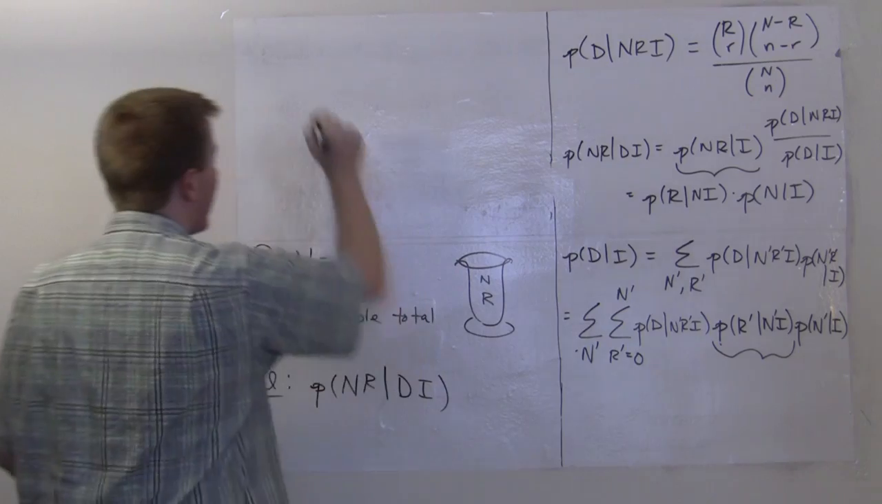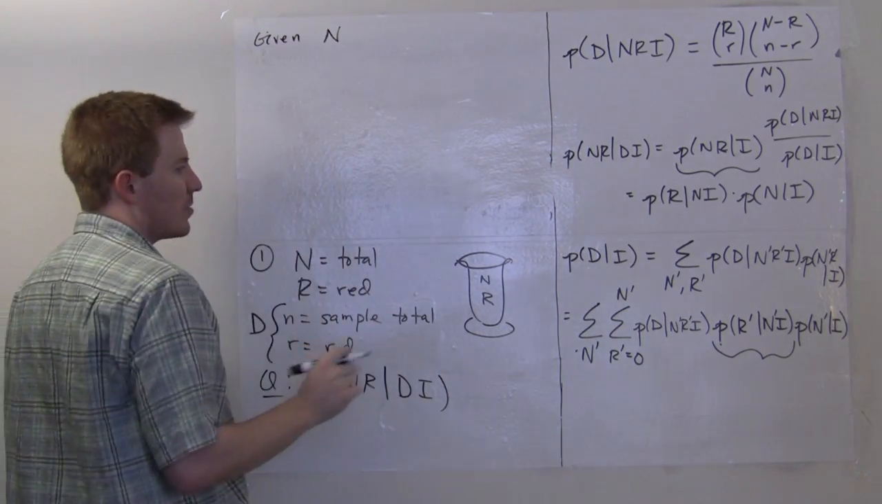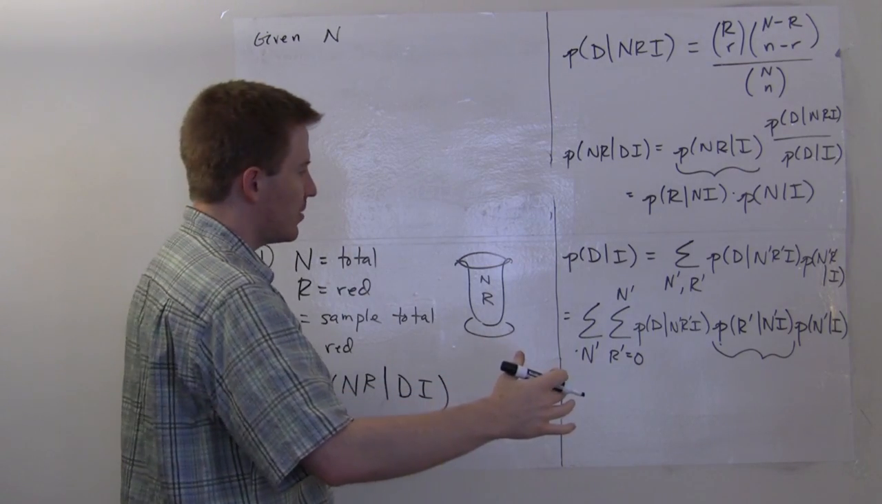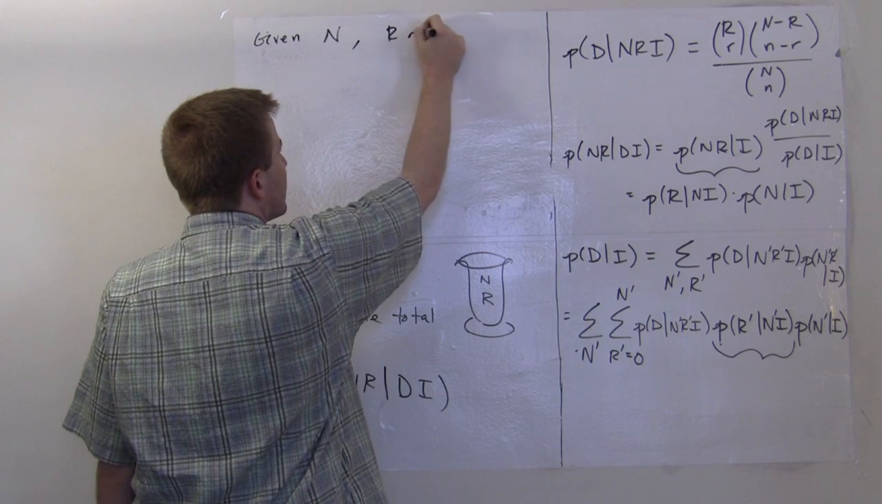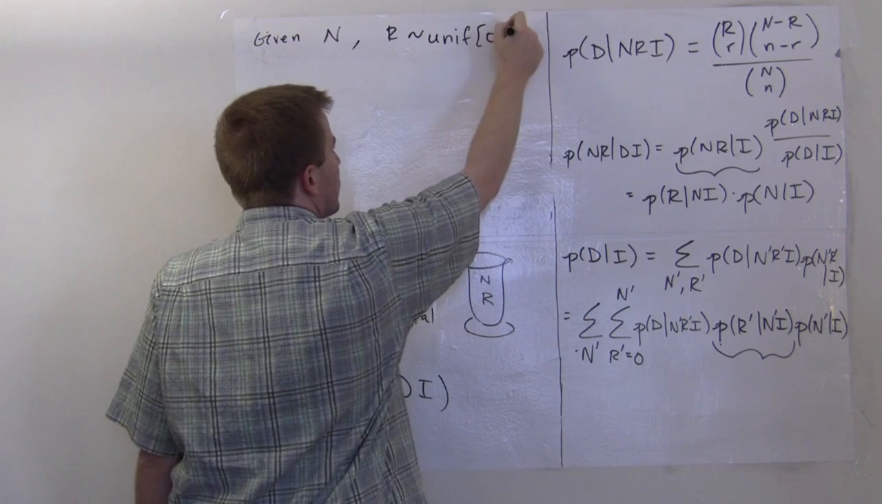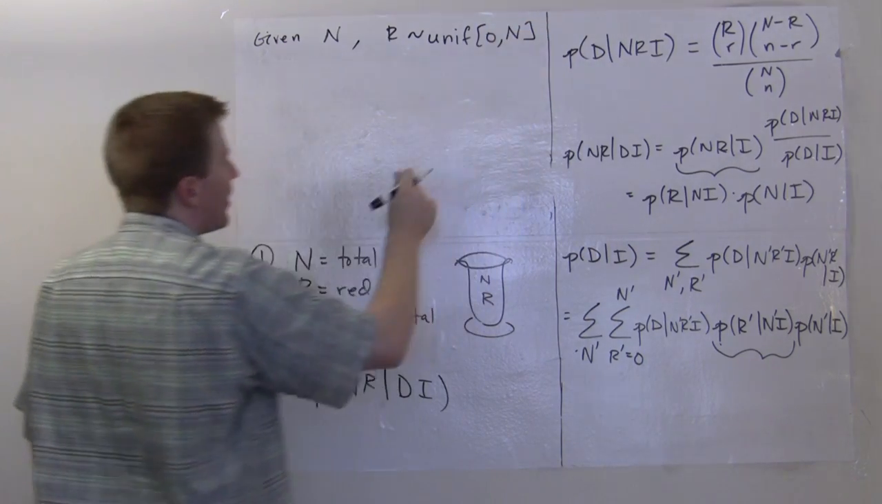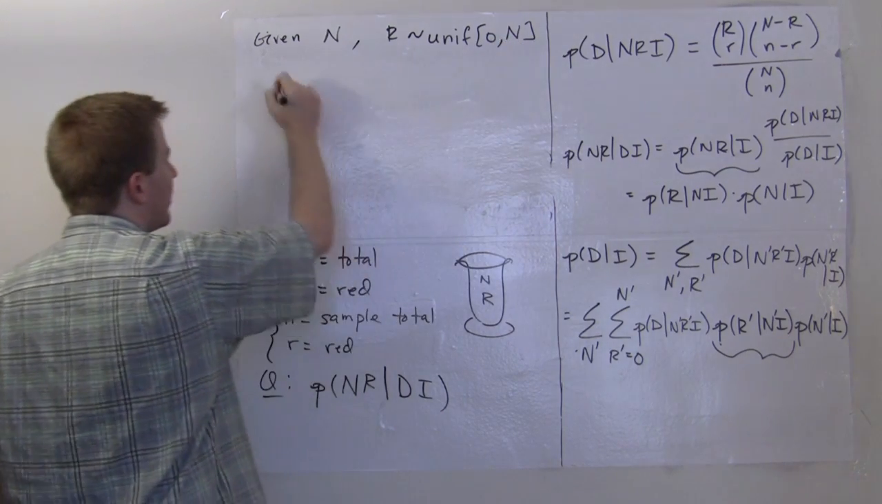Okay, so let's say we have a given value of n. All of our background information is going to be conditional on n. Let's imagine that R is uniformly distributed between 0 and n. And what we mean by that is that all of the values from 0 up to n are equally likely.